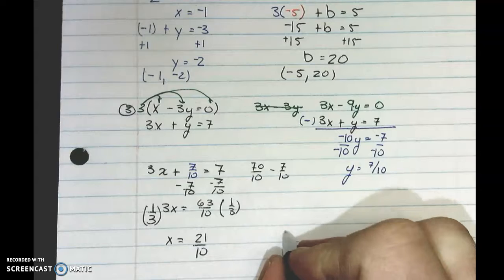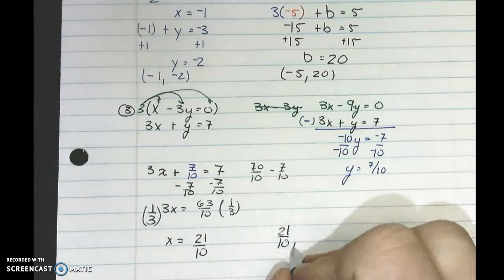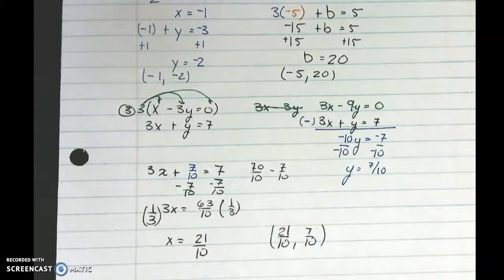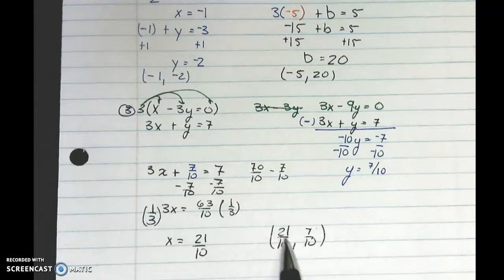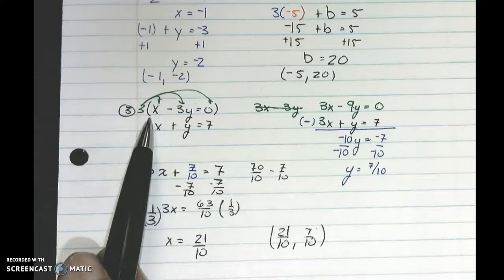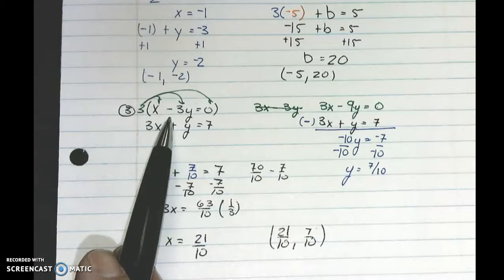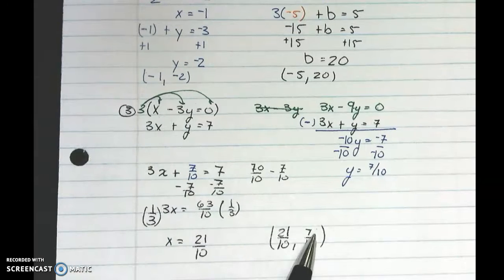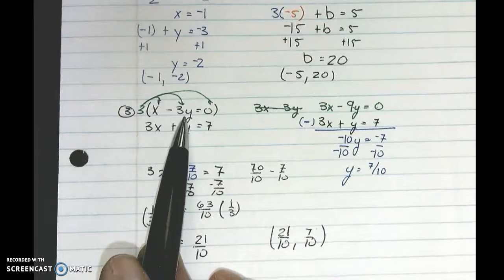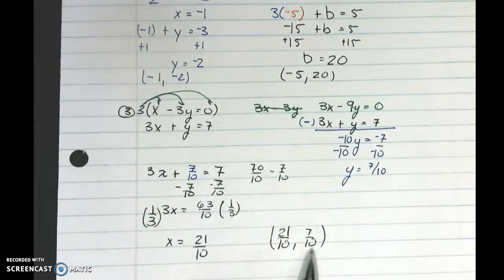So then my ordered pair is 21/10 and 7/10. Excuse me. And I can perform my check in this equation here. If I do a quick little math, 21/10 minus 21/10, because I put the 3 times the 7, which is 21, and it's negative. So 21/10 minus 21/10 is 0, so that checks out.